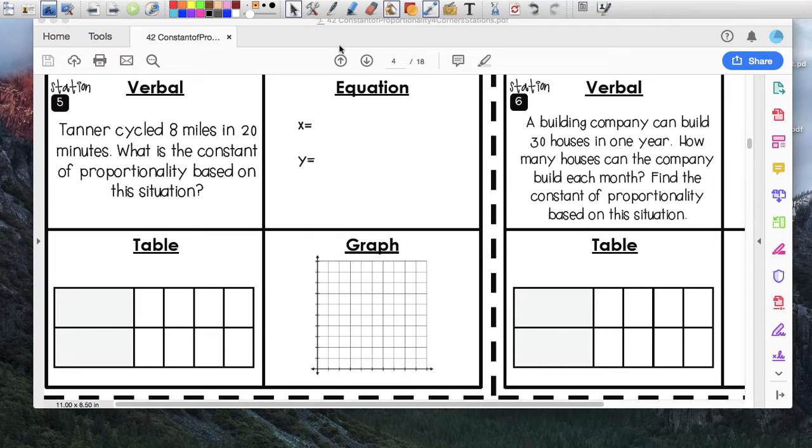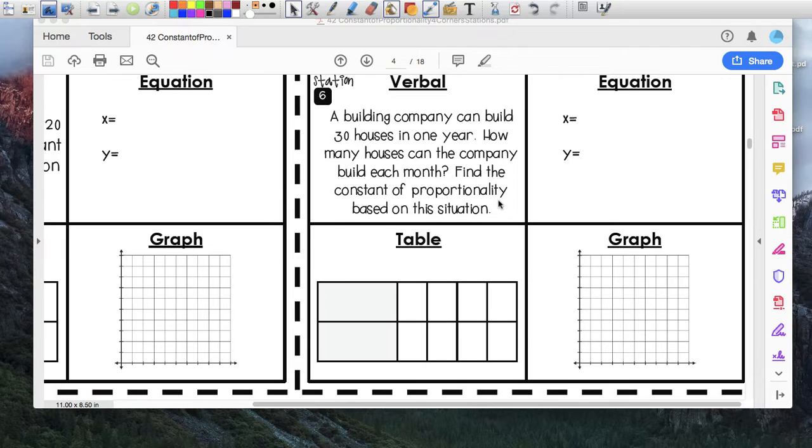A company can build 30 houses in 1 year. How many houses can the company build each month? So the first thing I would probably do is instead of 1 year, I'm going to change that into 12 months, because apparently they want the unit rate per month, right? So let's change 1 year to 12 months. My x is going to be the months, time. My y is going to be the houses.